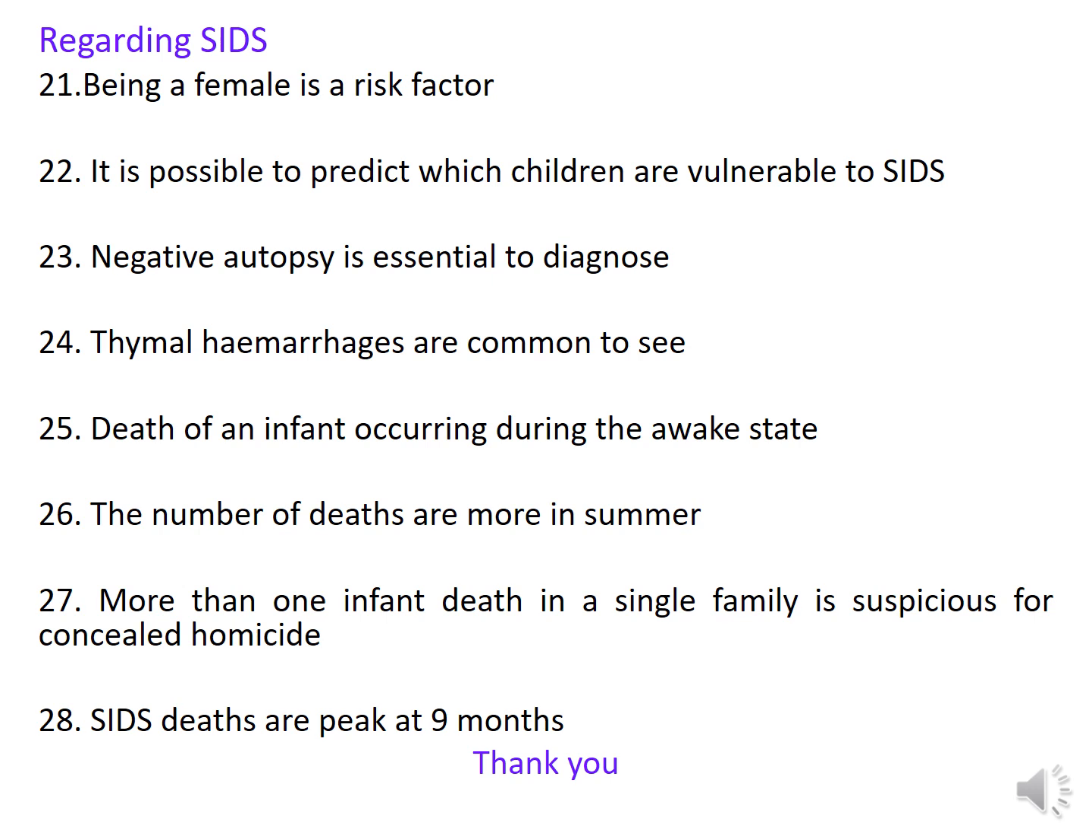Being a female is a risk factor. It is incorrect. Male. So this is incorrect. It is possible to predict which children are vulnerable to SIDS. No, it's incorrect, right? So we can't tell which child is going to die with SIDS. So that's why it is termed as sudden. All right. Negative autopsy is essential to diagnose a case of SIDS. Yes, definitely. Thymic hemorrhages are common to see.